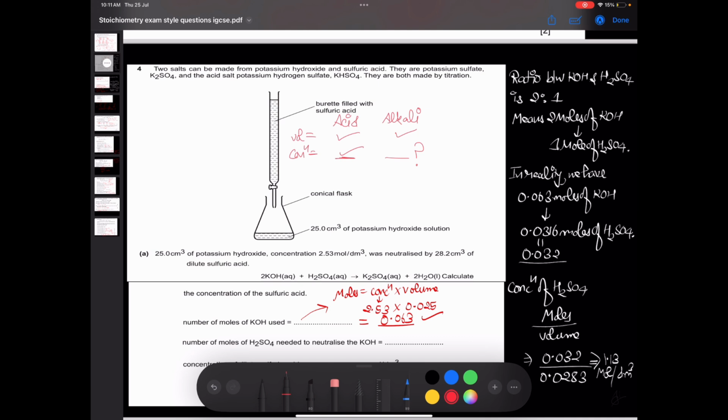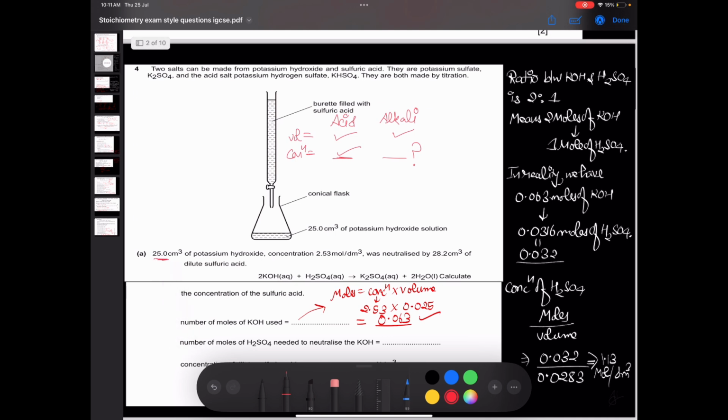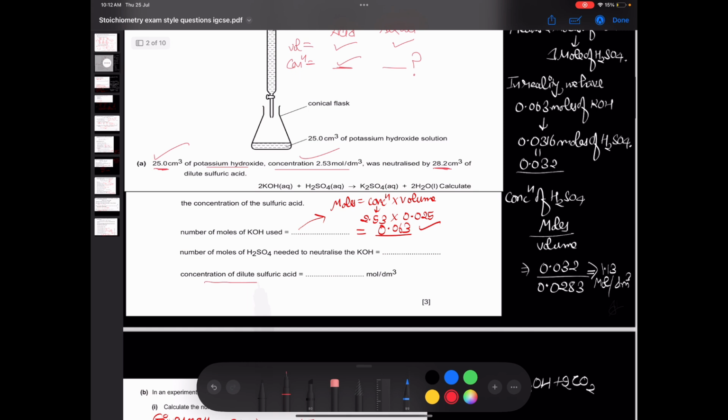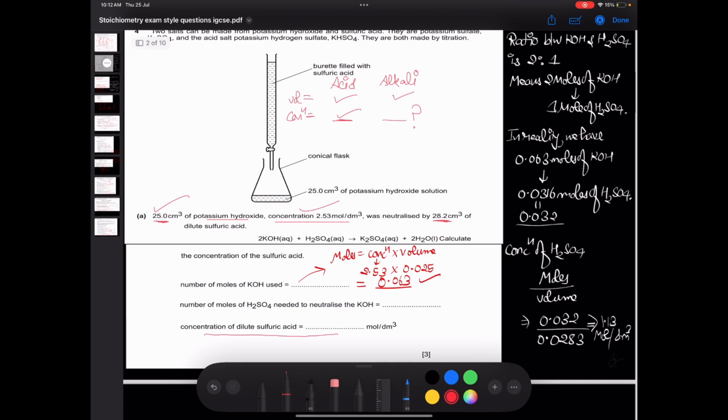Now let's read the question. 25 centimeter cube of potassium hydroxide is given, along with concentration is given. See, volume is given, concentration is given, which means for the acid they will only give you the volume and they will ask you concentration in the end. Now check the question. Concentration of dilute sulfuric acid. Got it? This is the type of question. Now, how to solve this question? It's very simple.